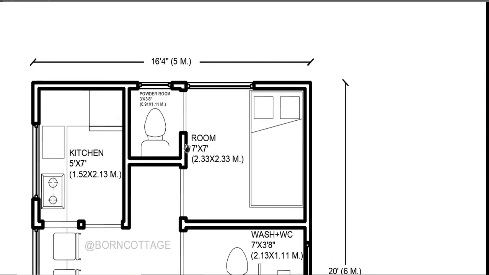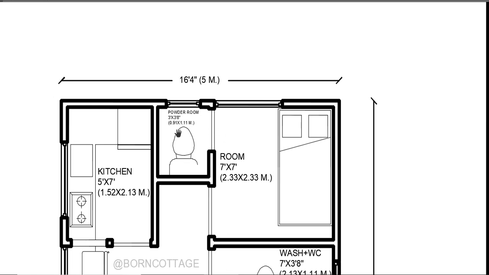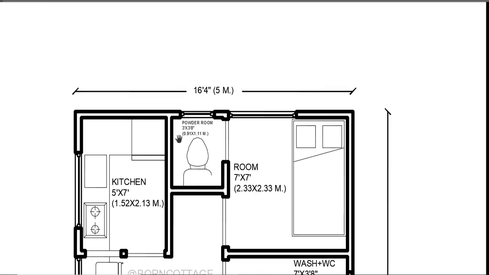The size of the room is 7 feet into 7 feet, in meters 2.33 into 2.33 meters. You can see here the bed arrangement and also a large size window for ventilation of this room. We have a small powder room here with this room. The size of the powder room is 3 feet into 3 feet 8 inches, in meters 0.91 into 1.11 meters. You can see here the water closet. So this is the floor plan of the house you are watching on the screen.